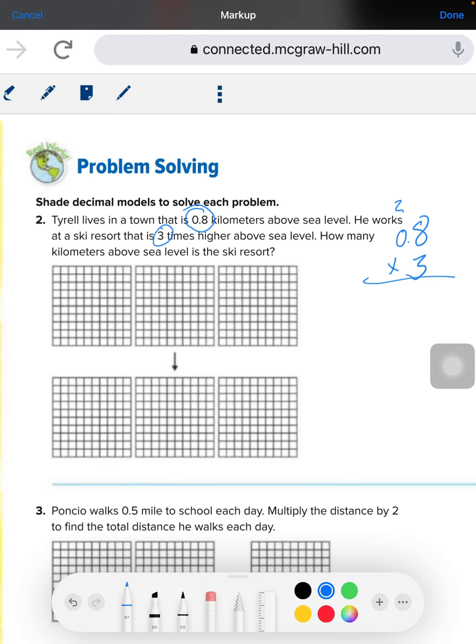8 times 3 is 24. Raise the 2, drop the 4. 3 times 0 is 0, plus bring down the 2, and then we have 1 upside down rainbow. There's only 1 decimal place, so that's where we're going to put our decimal point, and we're going to say it's 2.4, and we're measuring kilometers, and we can shorten it by saying km.